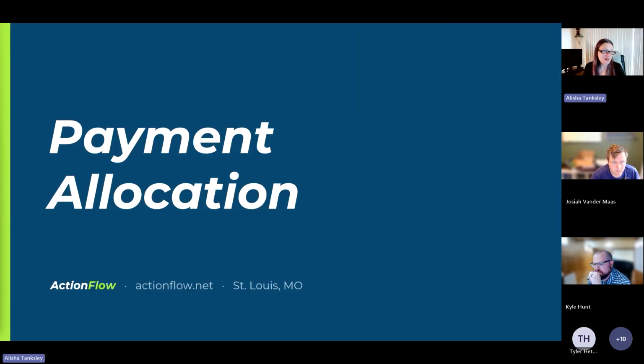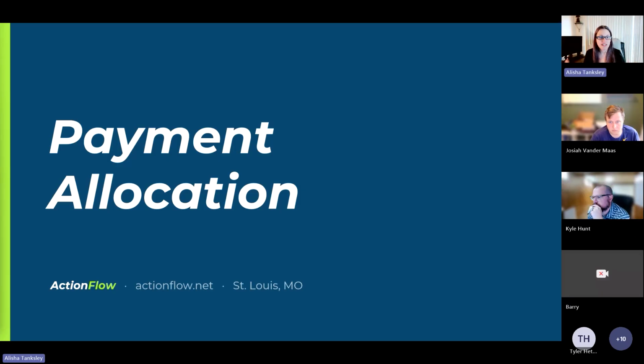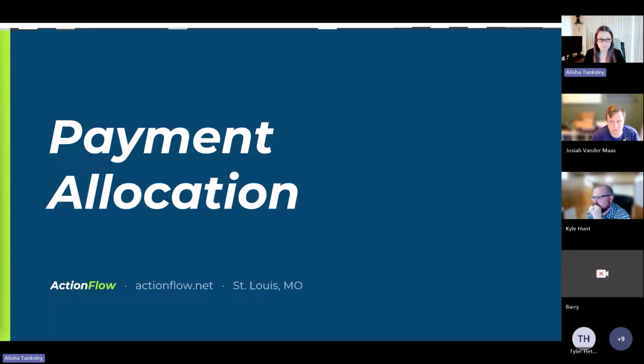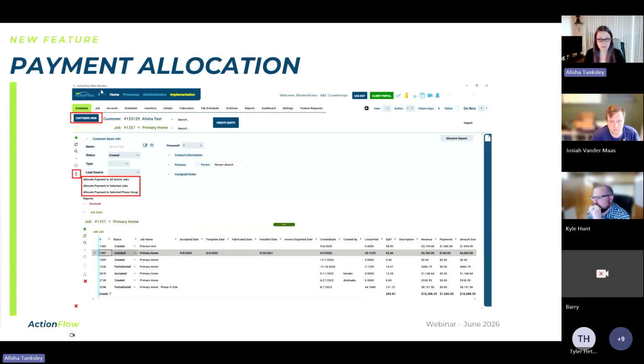Okay, this one is our payment allocation. ActionFlow has always had a payment allocation feature that allowed you to allocate payments to multiple jobs, but it has been enhanced. On the customer view, there is a task menu, and now, instead of just an allocate payment, you have 3 options. You can allocate a payment to all of the active jobs in the list. You can allocate a payment to selected jobs, meaning whichever ones you have highlighted here, or you can allocate a payment to a selected phase group.